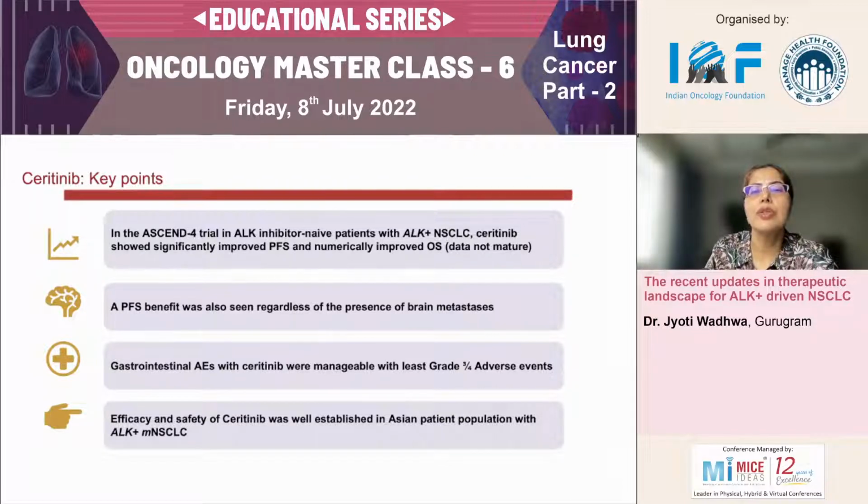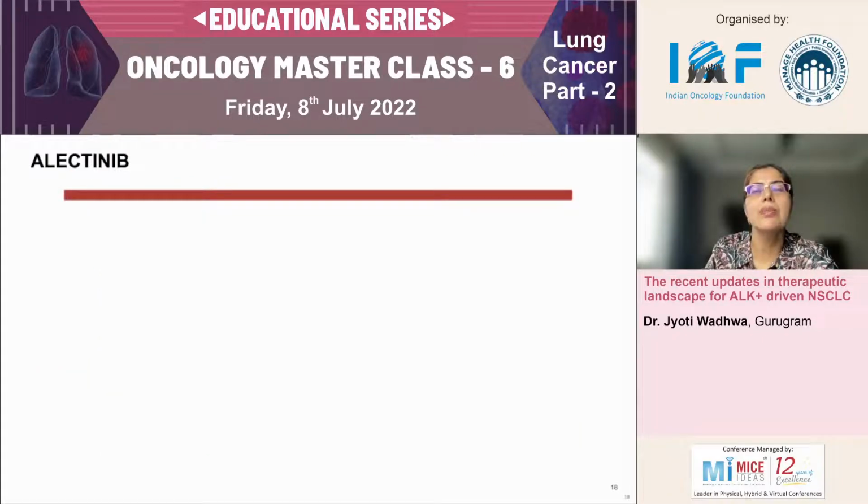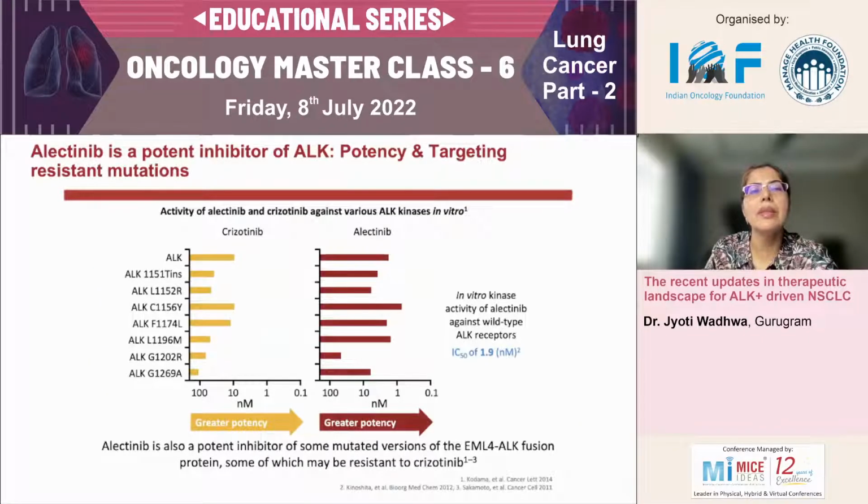In the ASCENT-4 trial, it was found that ceritinib did show significant improvement in the progression-free survival and numerically improved the overall survival. And this benefit was seen whether the patient has brain mets or no brain mets. And the GI side effects reported with ceritinib were also manageable, and the efficacy was also demonstrated in Asian patients as well. Then came alectinib, which is a very potent inhibitor of ALK.